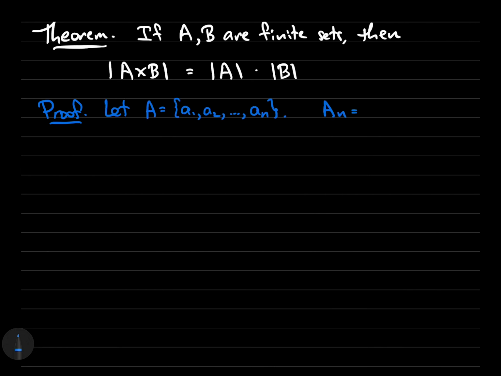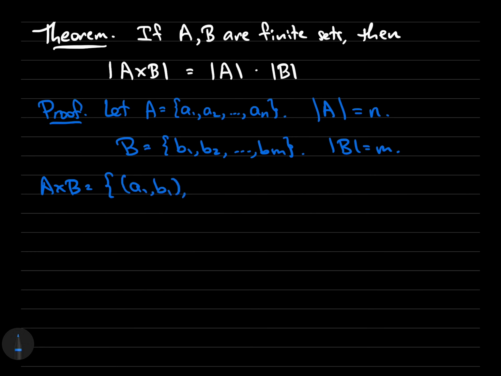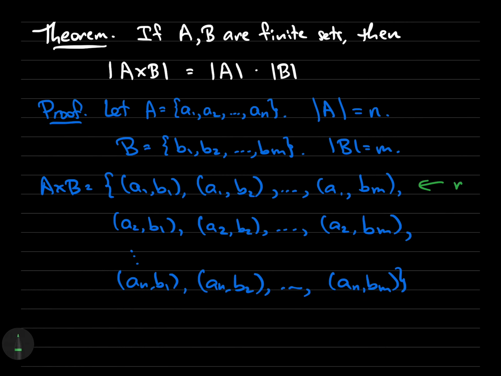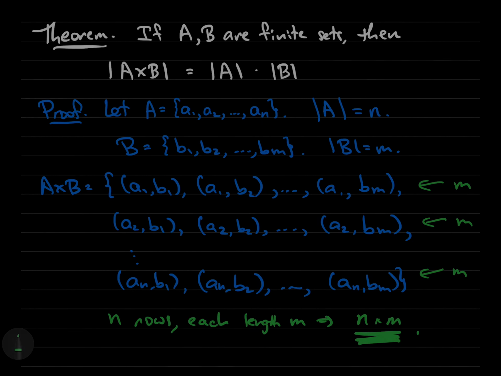To see this, let us say that A is size n and B is size m. Let us write out the elements of A times B as follows. The first row is pairs that have the first entry A1 and the second entry ranging over B. There are m of these. The second row is pairs with the first entry A2 and the second entry ranging over B. There are m of those. Continuing, we see that each row will have m entries and there are going to be n rows. So there are m times n elements here.